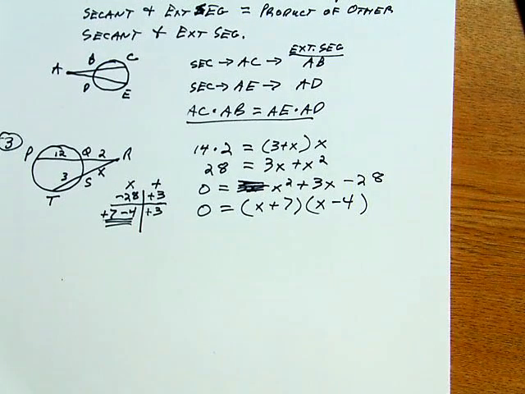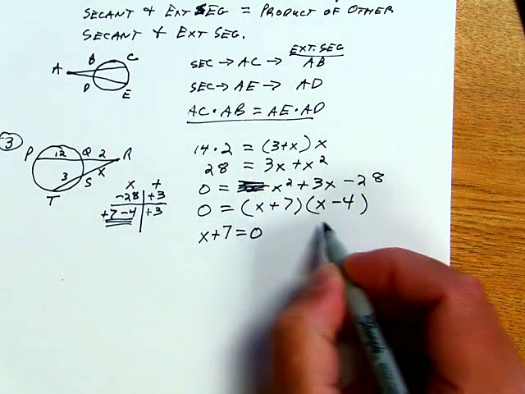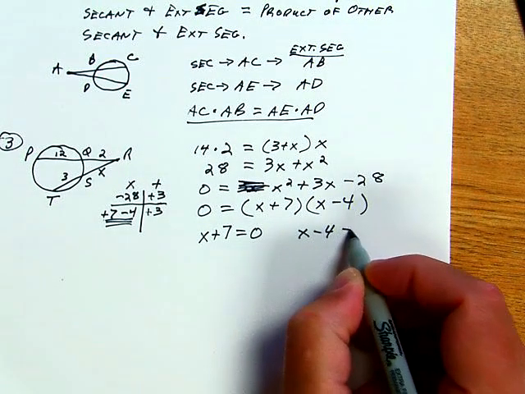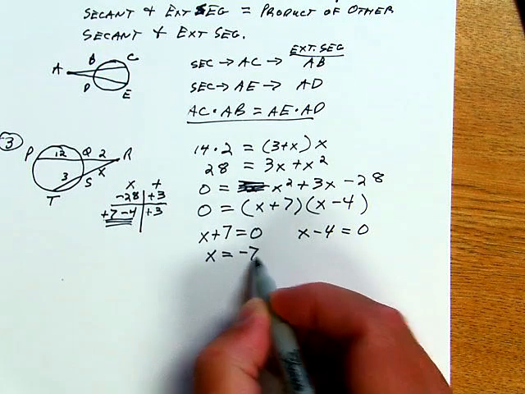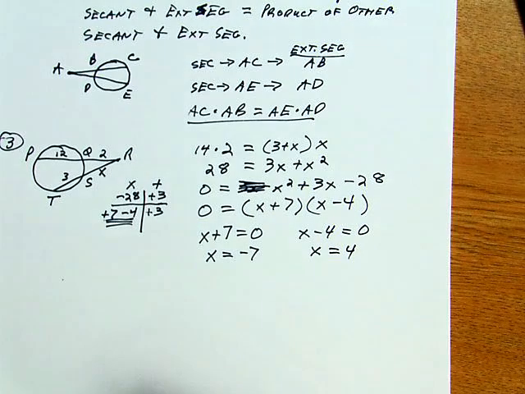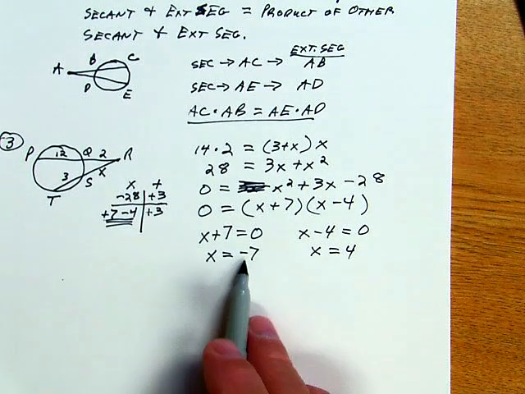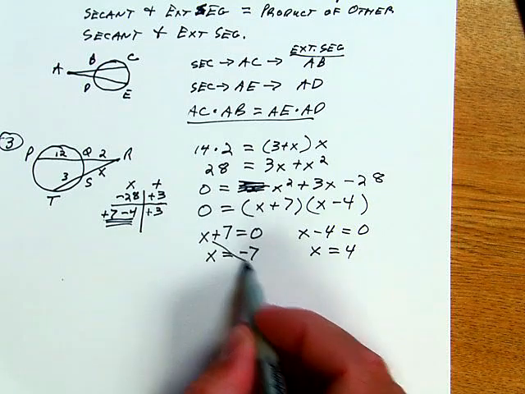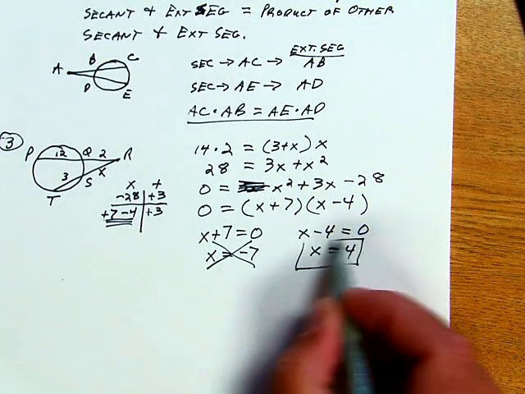Now I use the zero product theorem to solve for these two problems. So I said x plus 7 equal to 0, x minus 4 equal to 0. I subtract 7 from both sides. I get x equals negative 7. I subtract 4, or add 4 to each side. The x equals 4. I look at what is my problem. It is the length of this here. So negative 7 is not a valid answer. I cross it out. And this is my answer.